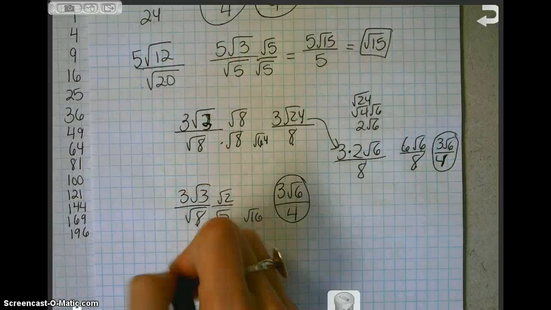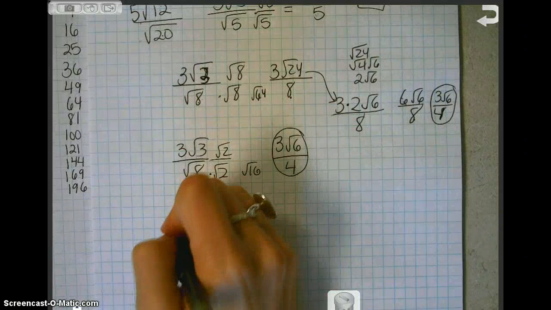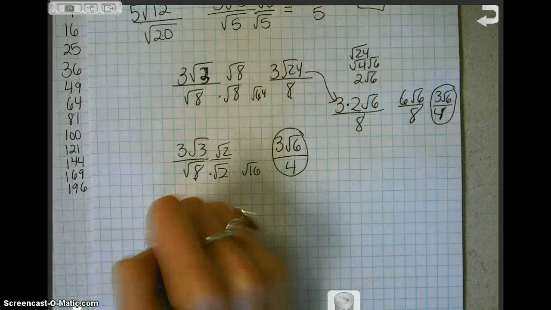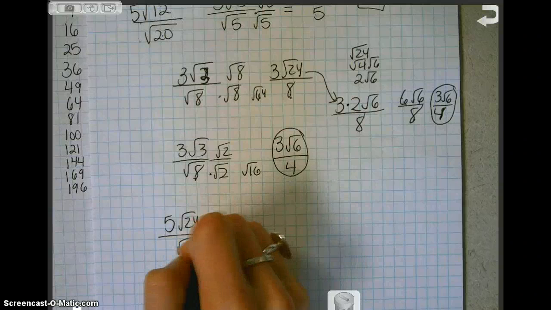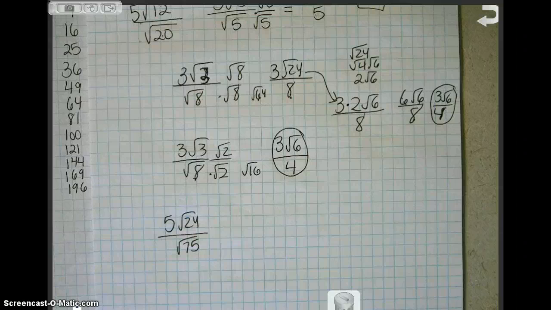Another thing that I think is important is this, as I show you here. If you see a problem that says 5 times the square root of 24 over the square root of 75, that could be a problem, and I want you to know that you could multiply the top and the bottom by the square root of 75. You could also simplify the radicals on the top and the bottom, break them both down, and then go.